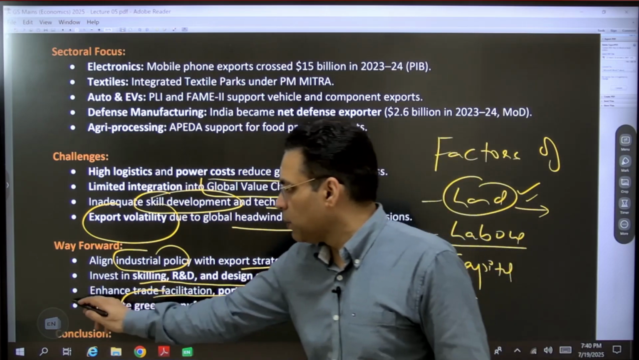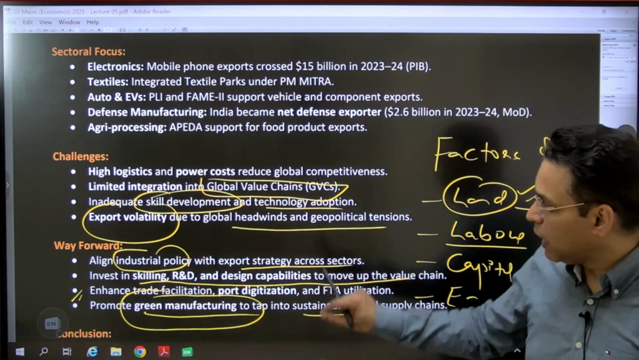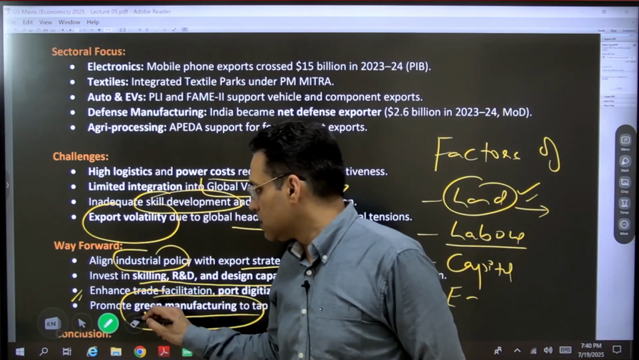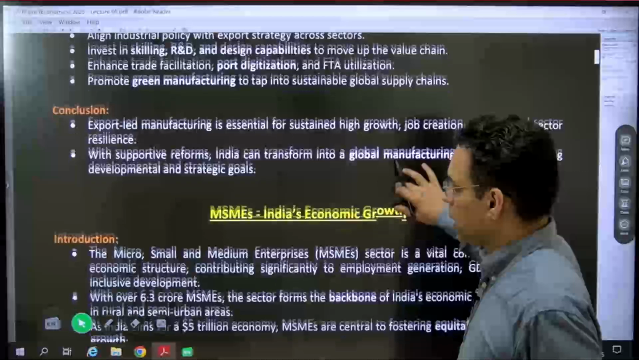So overall, there is also one area where India can definitely push, which is green manufacturing. Now this is one area where I do not find this point in the answers. So आप इसमें green manufacturing को add कर सकते हैं, and this green manufacturing would be very helpful. So export led growth is what we are looking at.